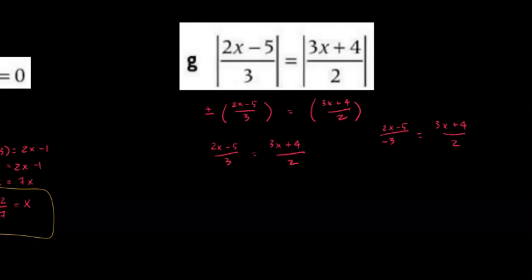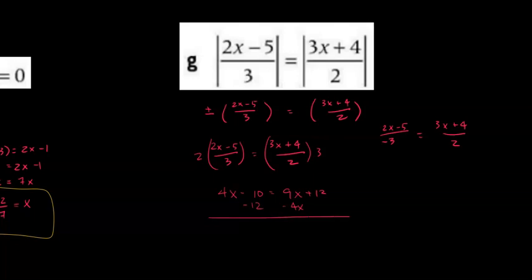3x plus 4 over 2. We can cross multiply, or we can multiply this by 3, multiply this by 2. And what you're going to get is a 4x minus 10 is a 9x plus 12. So that's a minus 12 minus 4x, and 5x equals a negative 22. Divide by 5, divide by 5. So x equals negative 22 over 5.